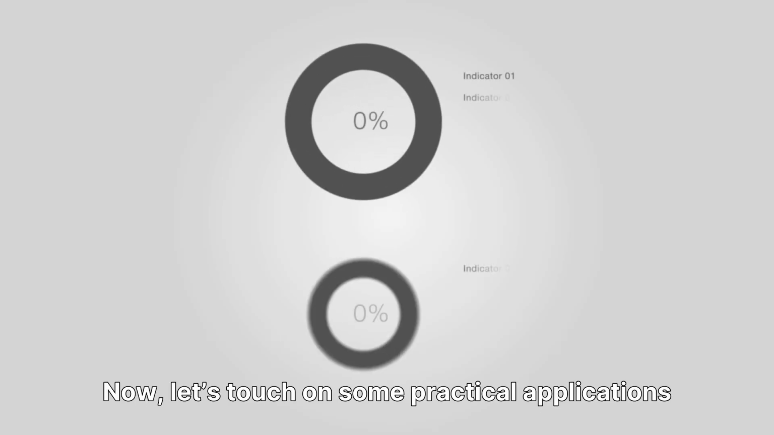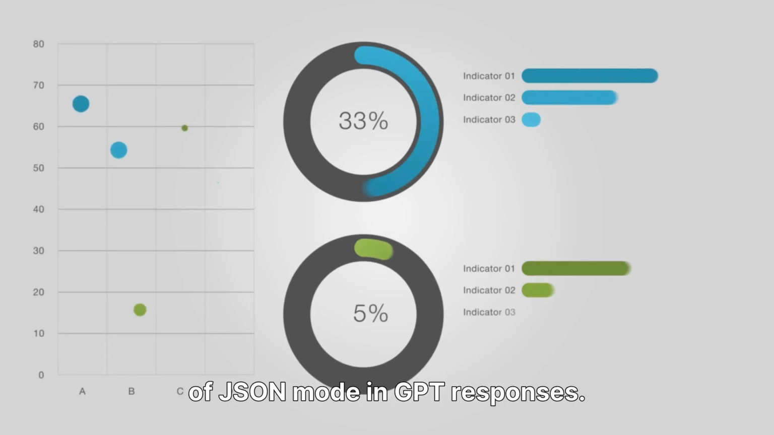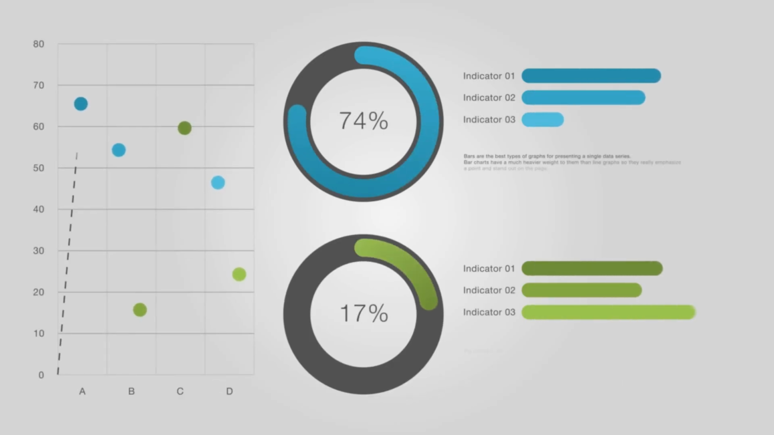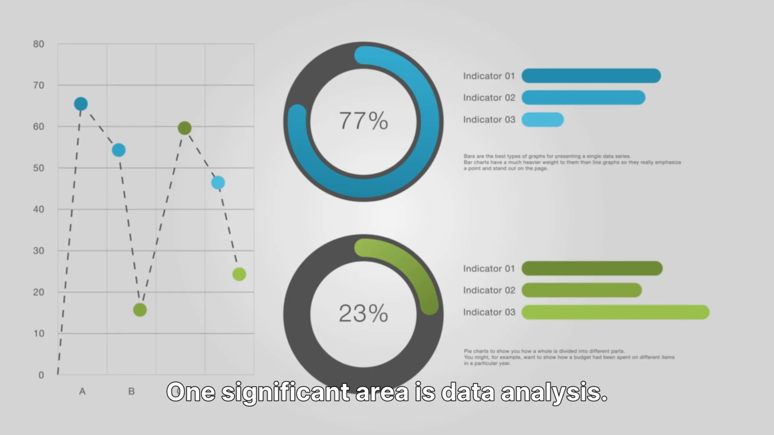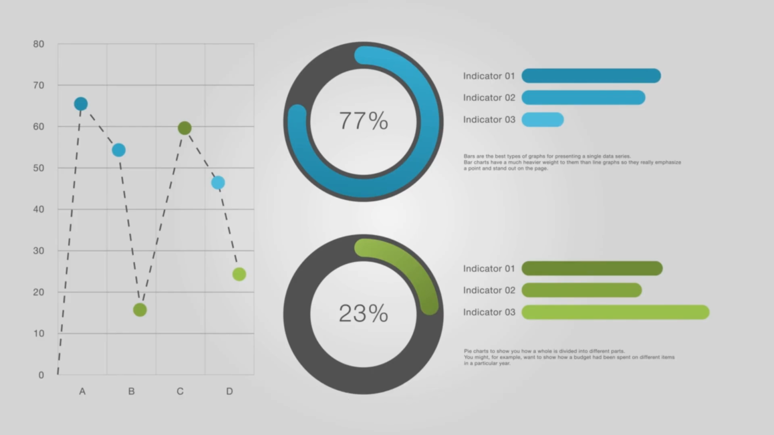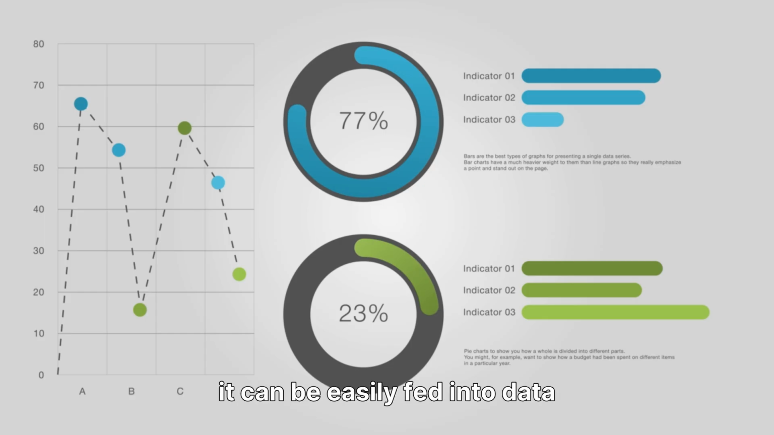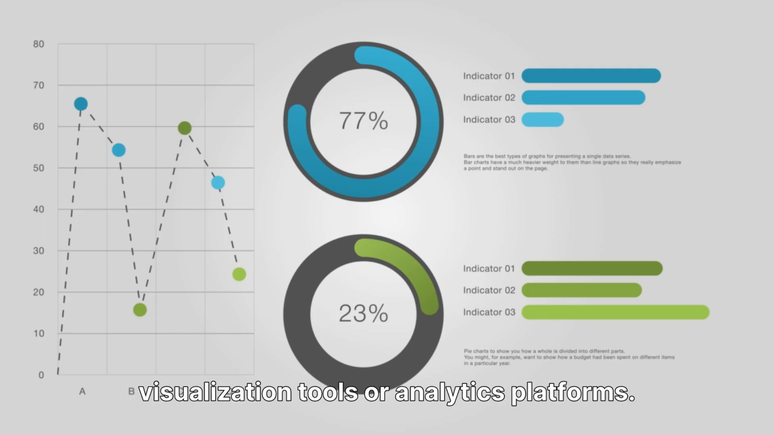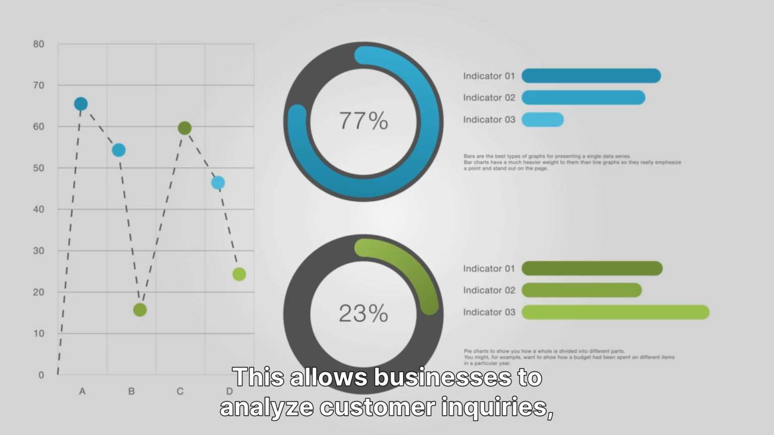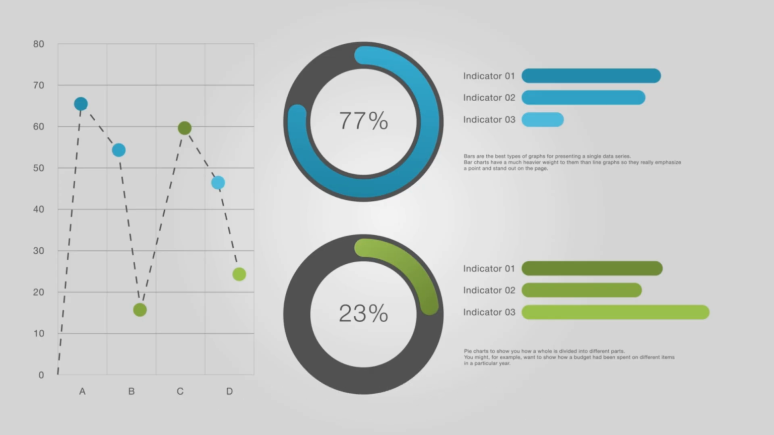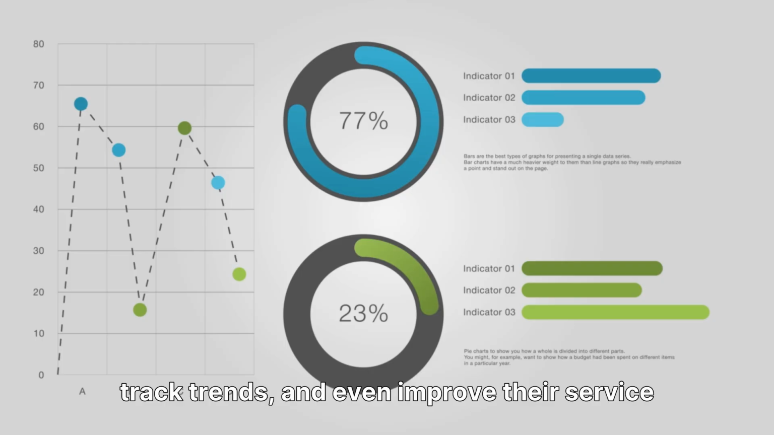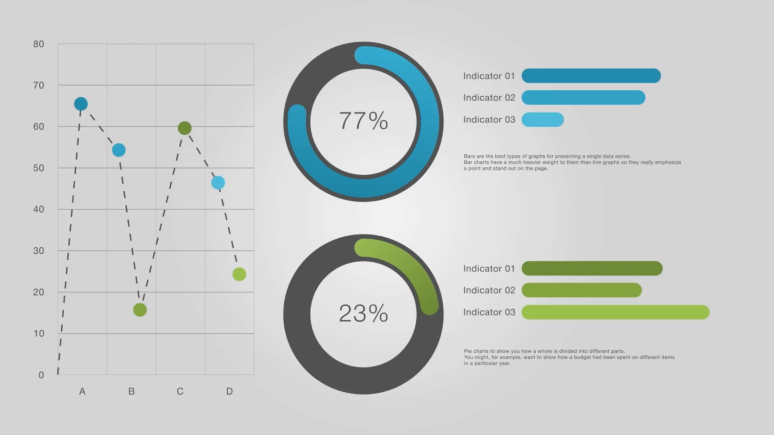Now, let's touch on some practical applications of JSON mode in GPT responses. One significant area is data analysis. When GPT generates responses in JSON format, it can be easily fed into data visualization tools or analytics platforms. This allows businesses to analyze customer inquiries, track trends, and even improve their service based on real data.